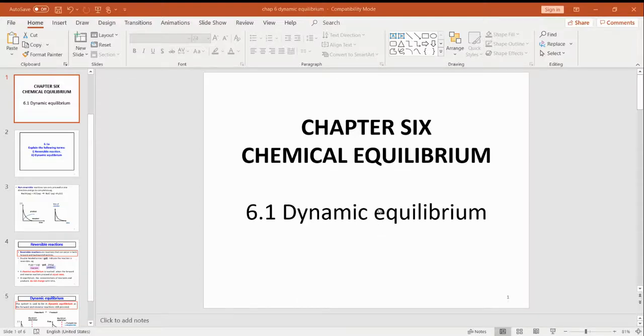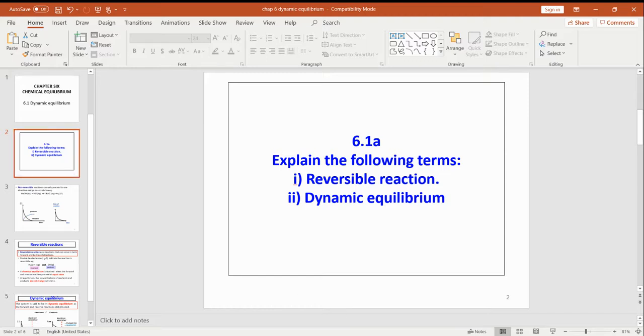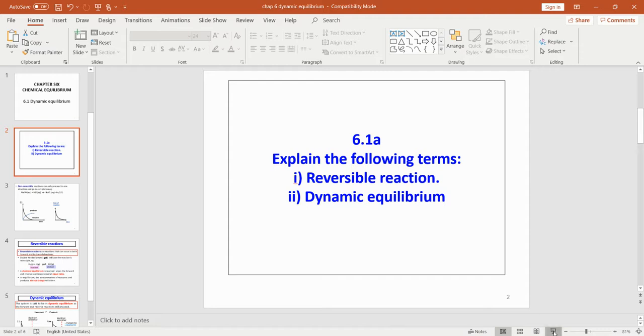Welcome to Chapter 6, Chemical Equilibrium. Okay, now let's start with dynamic equilibrium. Explain the following terms: reversible reaction and dynamic equilibrium.